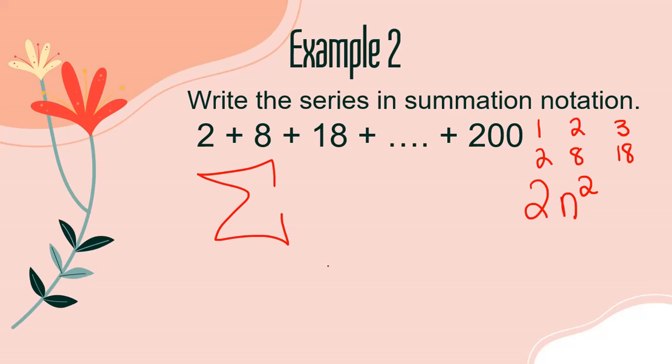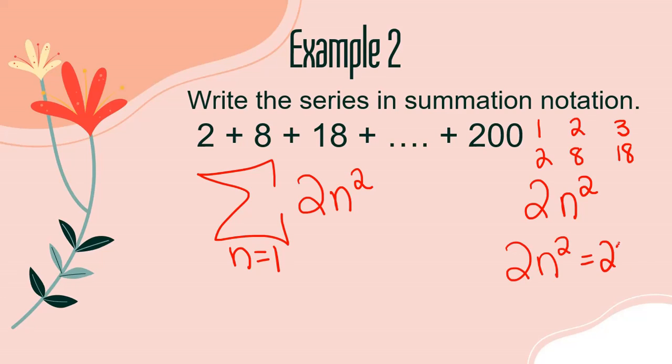So let's write our summation notation here. My rule we have found is 2n squared. We're starting at n equals 1. Now I need to know my upper limit. When are we stopping? What's the last number we're going to plug into this rule? Well, I need to know when 2n squared equals 200. n squared equals 100, which means n is 10. So my last number, my upper limit, is 10. So that would be my series in summation notation.